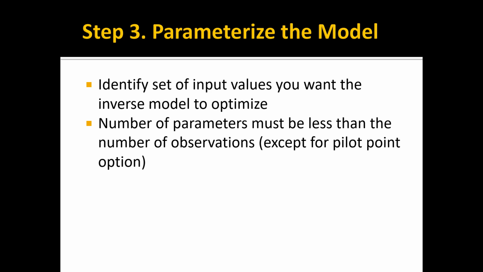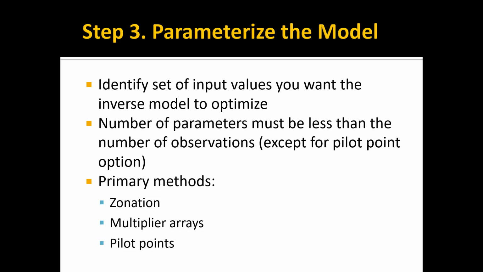And therefore, what do we do? Because, for example, if we have a hydraulic conductivity array, we have one value per cell. Theoretically, each of those individual cell values could be a parameter. So parameterizing the model means that we often do something to simplify the input. And to do that, there are 3 primary methods that we use: zonation, multiplier arrays, and pilot points.